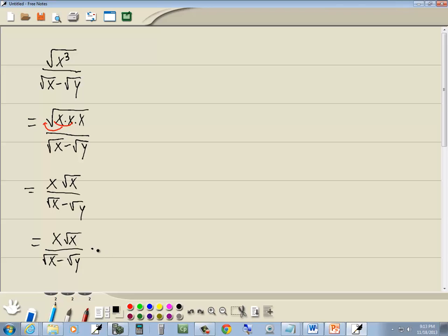How we get rid of that, since we have two items down below, is we multiply top and bottom by the conjugate of the bottom. So this will be square root of x and square root of y. What is a conjugate? The first parts are the same. This is square root of x, this is square root of x. And your last parts are the same. This is square root of y, and this is square root of y. But the sign in the middle changes. This is a minus, so this is a plus. Now, whatever we multiply by the bottom, we have to multiply by the top.